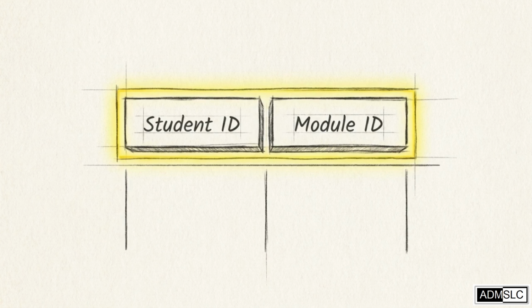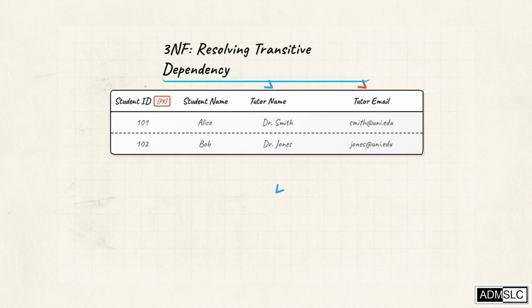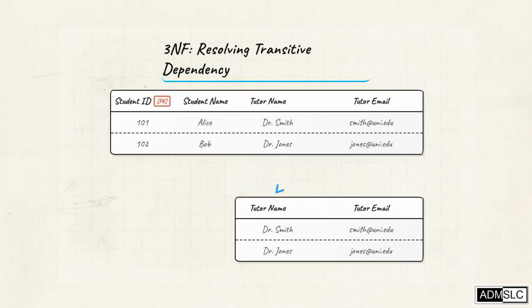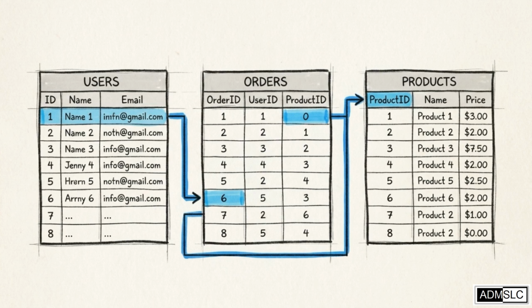Third normal form, or 3NF, states that no non-key attribute can be determined by another non-key attribute. Examine the 2NF student table. The tutor's email is determined by the tutor's name, not the student's ID. This transitive dependency relies on a middleman. We move the tutor details to a dedicated table, using tutor name as the foreign key link back to our students. 3NF results in a structure where every attribute is an independent fact about the primary key.